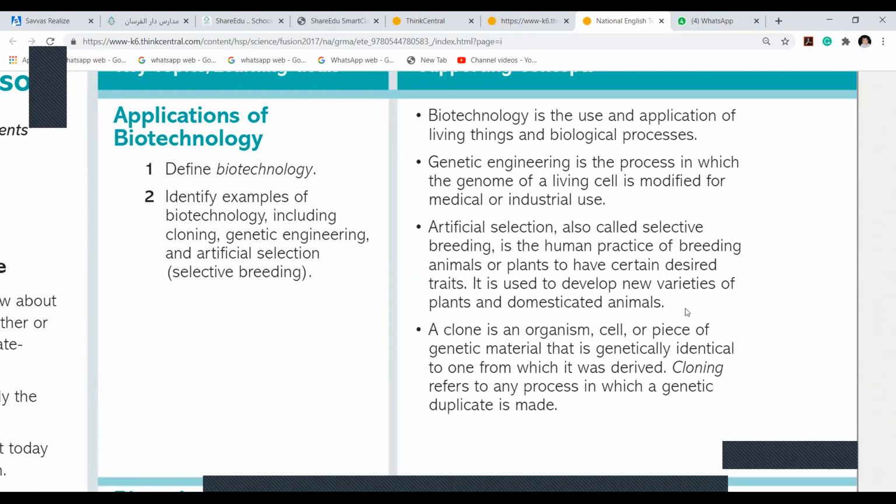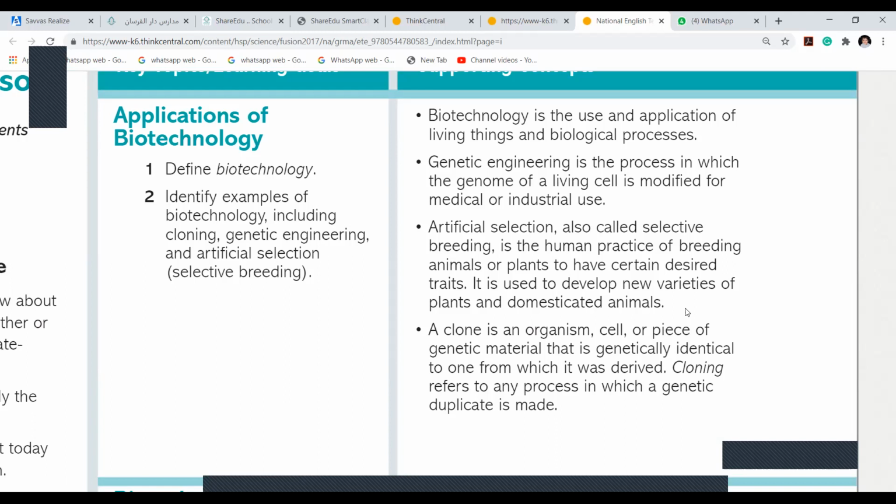Now, identify examples of biotechnology, including cloning, genetic engineering, and artificial selection. These three things we will be studying: cloning, genetic engineering, and artificial selection. So what is each one of them?